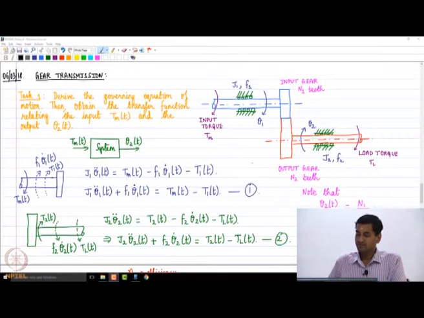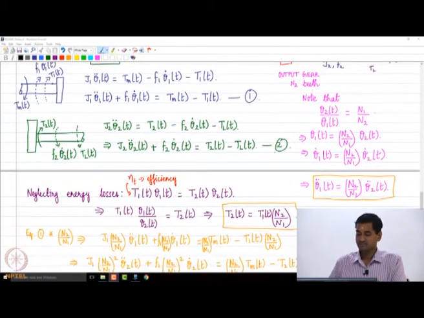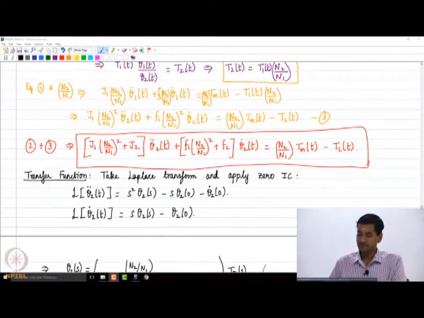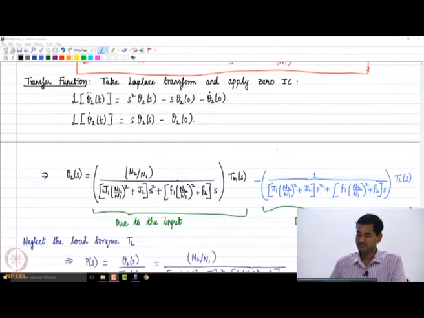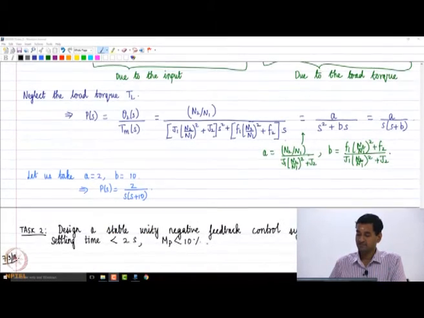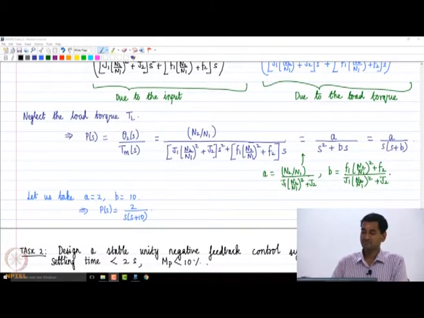So what we did was that we derived the equation of motion using physics. And then we took the Laplace transform, applied zero initial conditions, then we got the transfer function of the system, and we figured out that the transfer function was of order 2. And the plant transfer function had a pole at the origin.